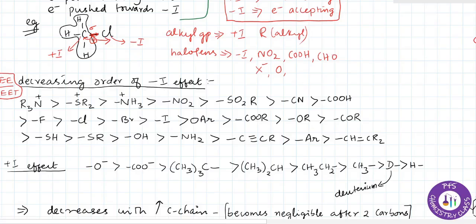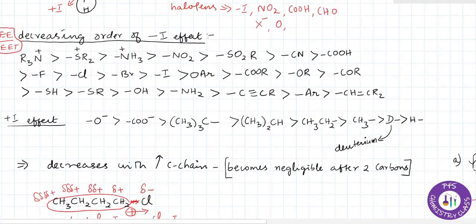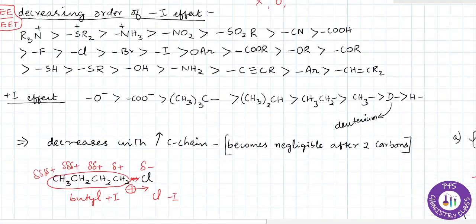Anyway, I have given you the exhaustive list of all the groups which show the minus I effect, and the groups which show the plus I effect. You just copy down these two in your notebook later. Then the next feature of the inductive effect is that it decreases with increasing carbon chain and becomes negligible after 2 carbons.